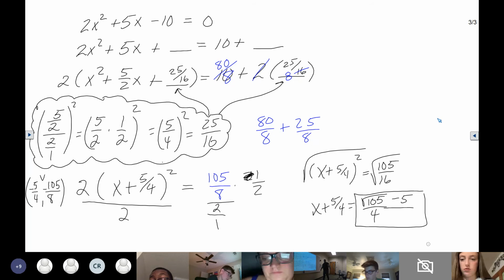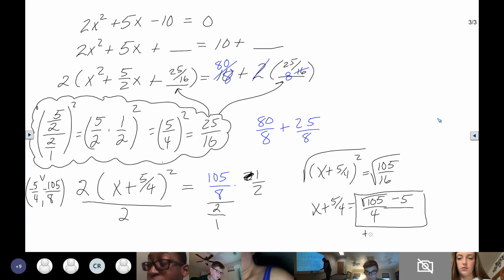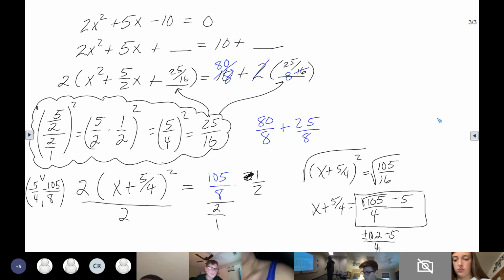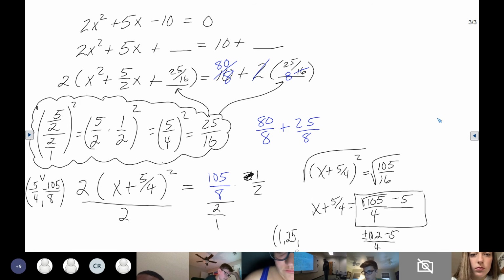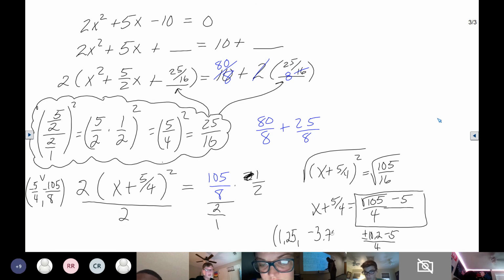Somebody tell me what the square root of 100 is. 10. So I'm going to say that's probably 10.2. So positive or negative 10.2 minus 5 over 4. Well, 10.2 minus 5 is 5. 5 over 4 is 1 1/4. So you've got one x-intercept at 1.25 roughly. And the other x-intercept is negative 15 over 4, which is going to be like negative 3.75, somewhere around about. This is approximate because I don't feel like using a calculator.